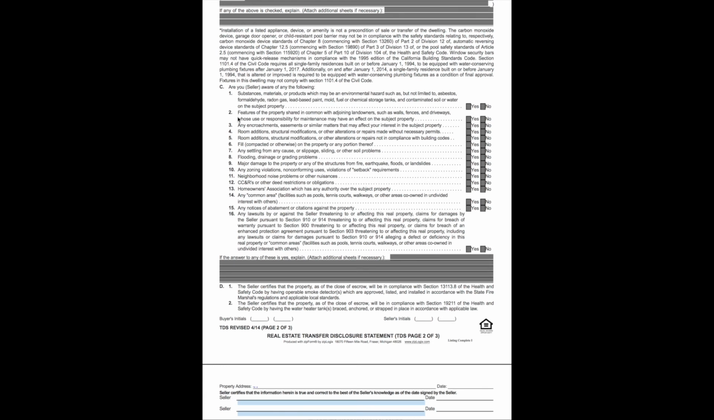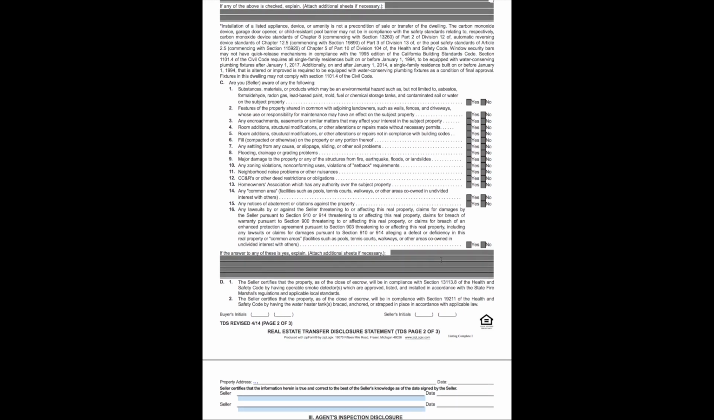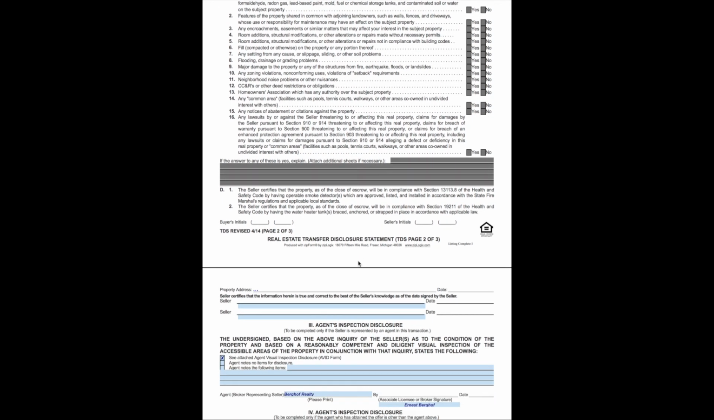Here's the trick question. Features of the property shared in common with adjoining landowners, such as walls, fences, and driveways. Very often the perimeter fence does share, so this is the one that almost everybody needs to check yes, and then down here you would put number 2 and say perimeter fencing if that's the case. Read these over carefully and make sure that you continue along those lines. Anything that you say yes to, you then put the number down in the explanation and you list out a quick, brief explanation of what that is.